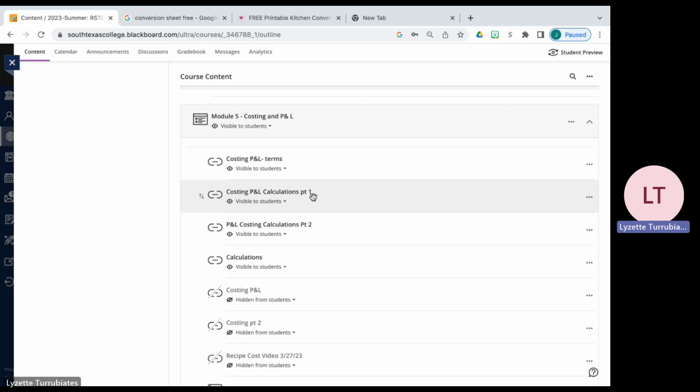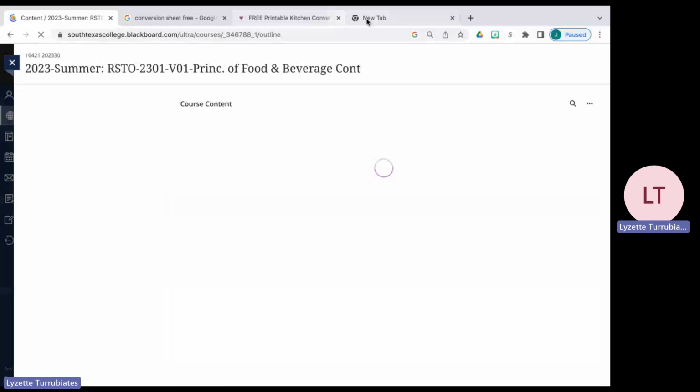Reviewing next week is module 6. My computer is really slow right now. Let's see. So I'm just going to show you really quick. These are your tabs.